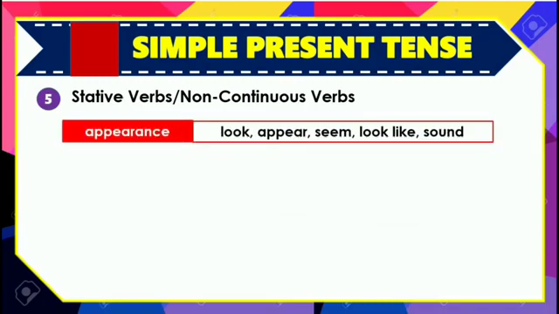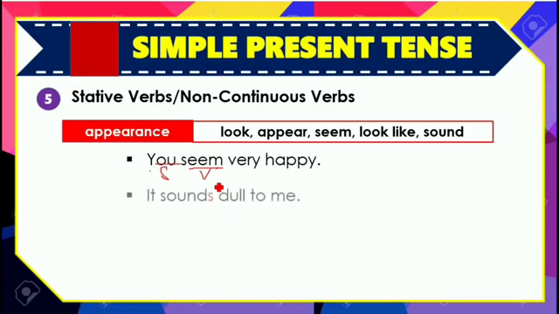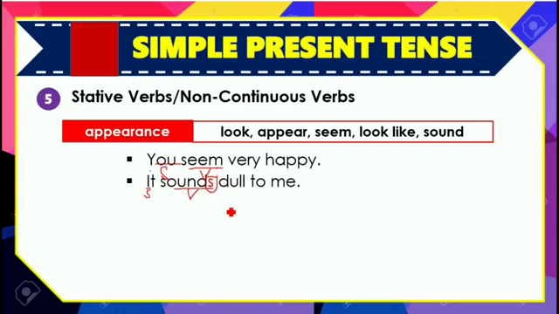Stative verbs can also relate to appearance, like look, appear, seem, look like, or sound. Example sentence is you seem very happy. You is our subject. Seem is our verb. This is a stative verb. So you is plural, that's why we use a plural verb without S. Or we could also say it sounds dull to me. So it is our subject, sounds is our verb, it is singular, that's why we added an S to our verb.